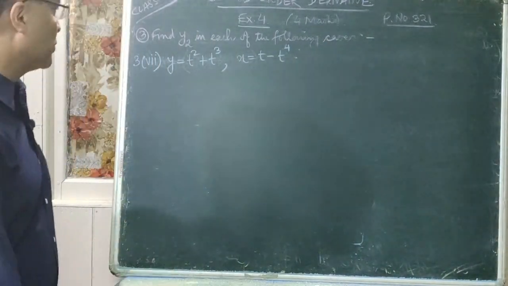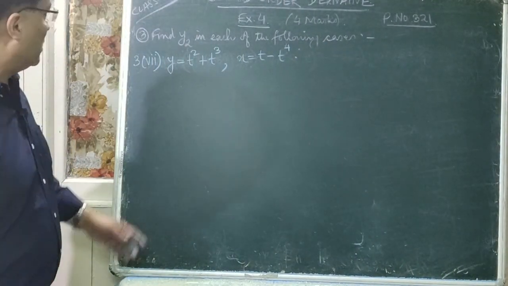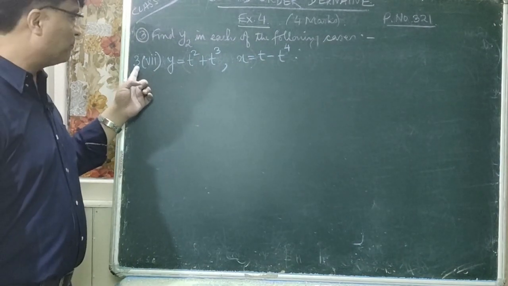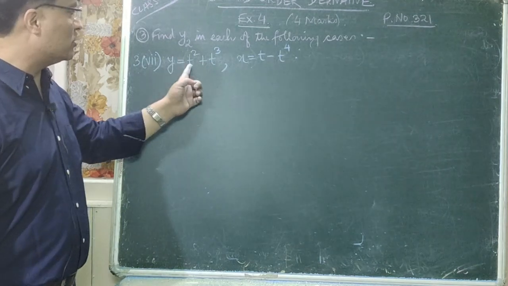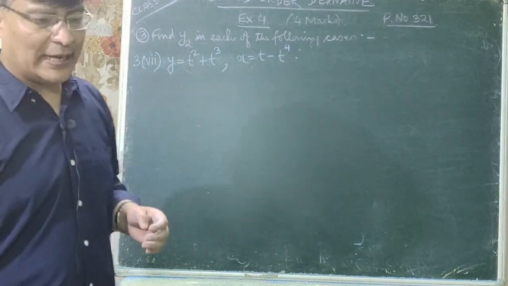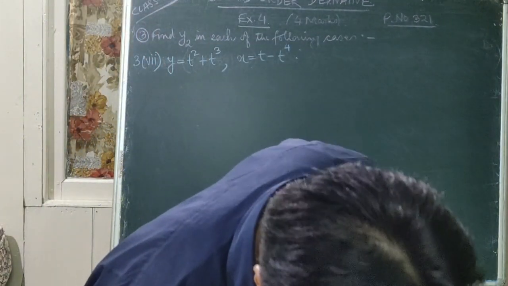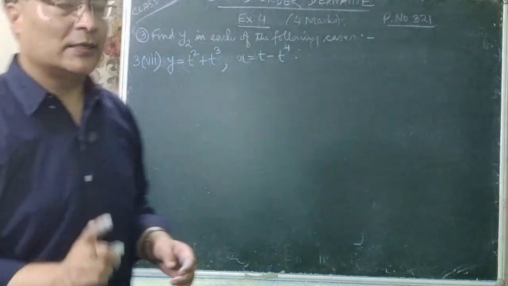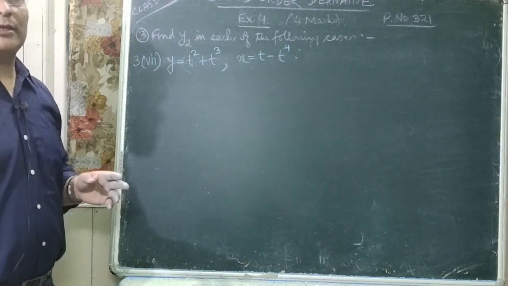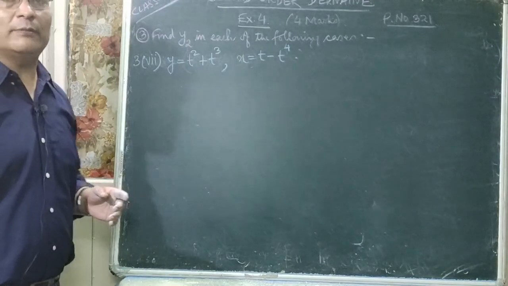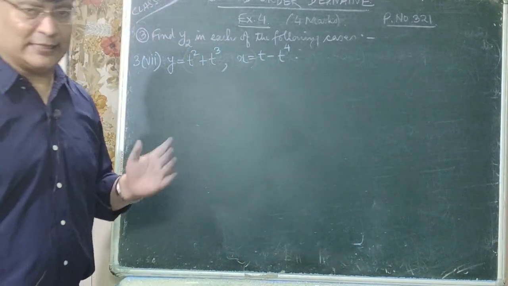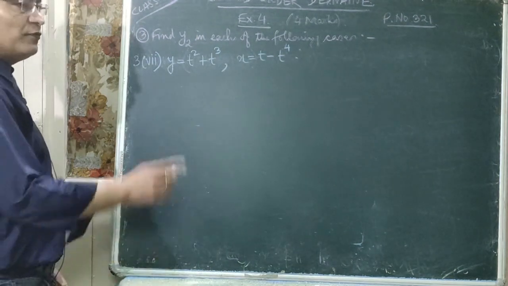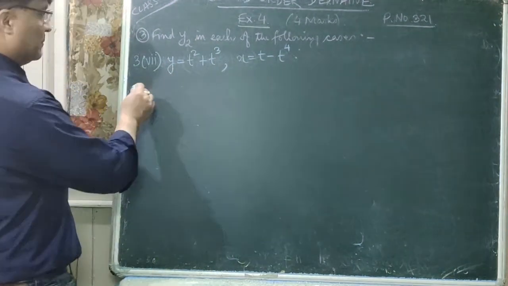So now we'll do the next question, that is number 7 of number 3. These are also parametric equations, that is y is equal to t square plus t cube and x is equal to t minus t to the power 4, right? This is also a parametric equation because the two variables x and y are expressed in terms of a third variable t. Okay, so first of all let us find out dy by dt.